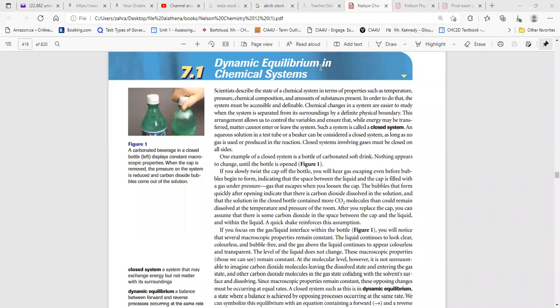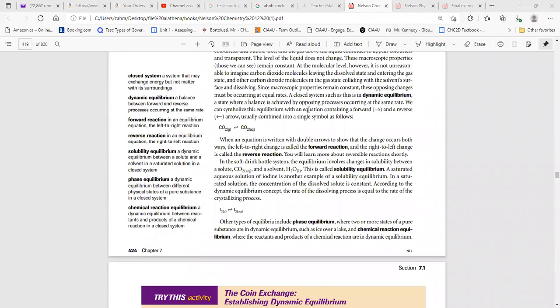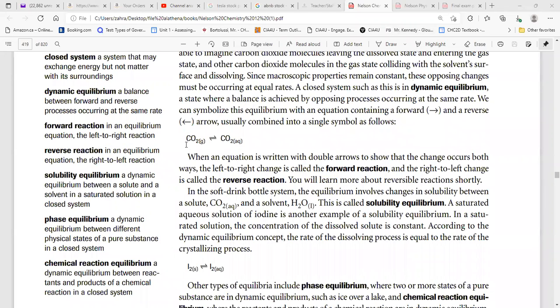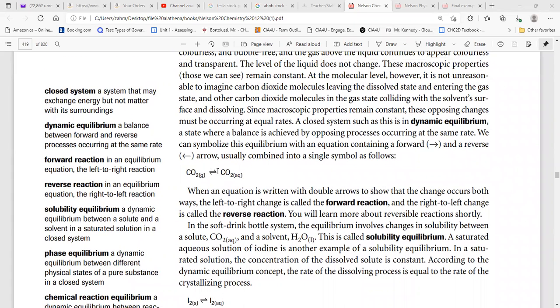7.1 Dynamic equilibrium in chemical systems. When we talk about equilibrium, consider this reaction: CO2 gas will convert to CO2 aqueous. When you have a two-way reaction, forward and backward, it means both the forward and backward reactions are happening at the same time, and equilibrium can be reached.